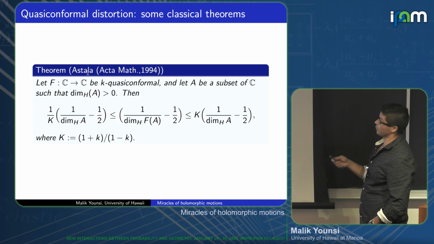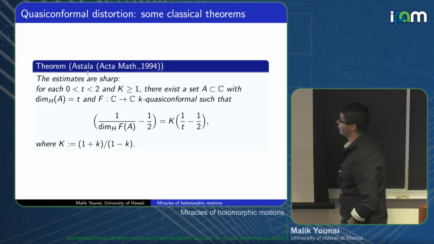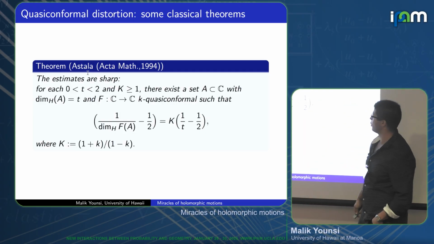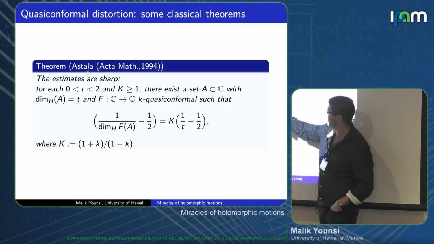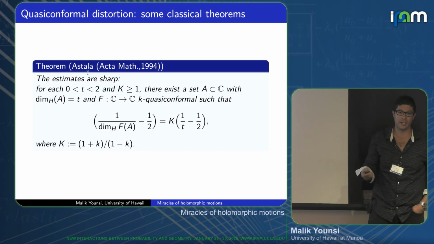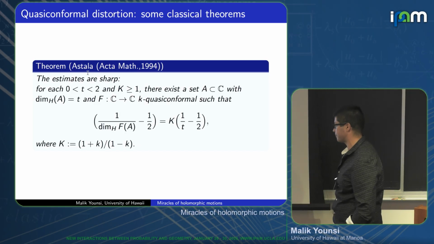Astala also showed that these estimates are sharp in the following sense. If you prescribe the dimension of the set, call this t, then you can always find a k-quasiconformal mapping which will attain the upper bound, let's say. And then the lower bound is also attained just by a symmetric argument.